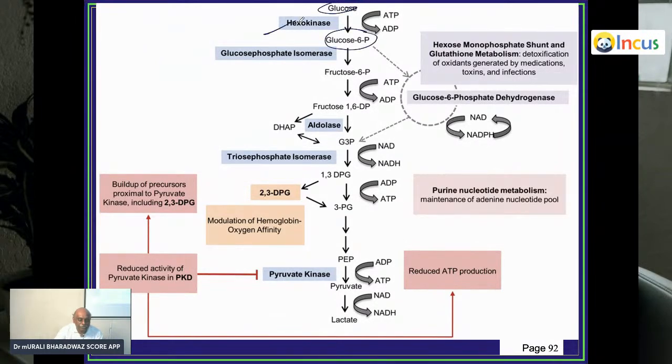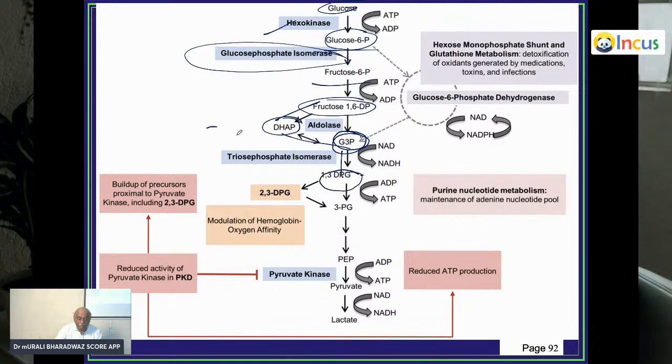Glucose becomes glucose 6-phosphate by hexokinase. Glucose 6-phosphate becomes fructose 6-phosphate by glucose phosphate isomerase. That becomes fructose 1,6-diphosphate. That becomes glyceraldehyde 3-phosphate by the action of aldolase, right? And in the middle, dihydroxyacetone phosphate to glyceraldehyde 3-phosphate by triose phosphate isomerase. That becomes 1,3-DPG.